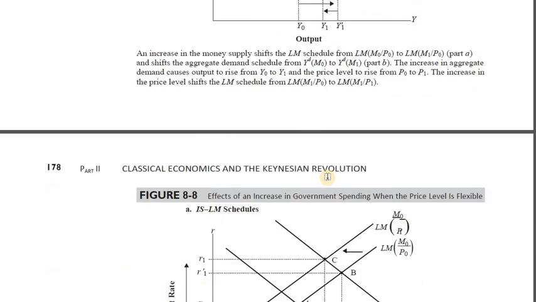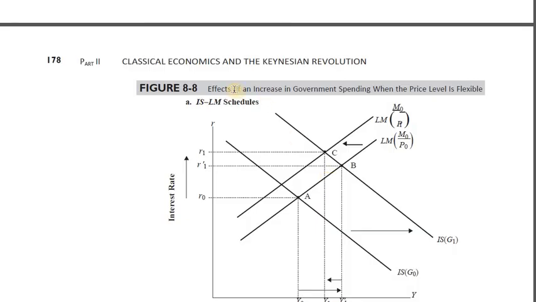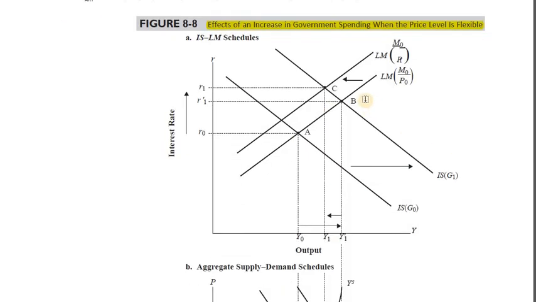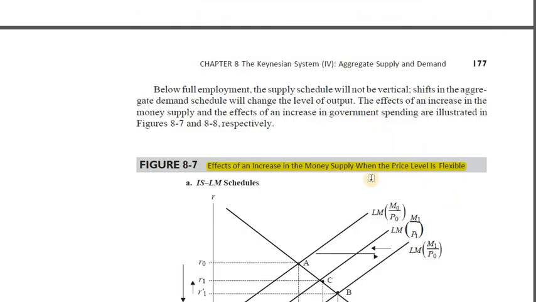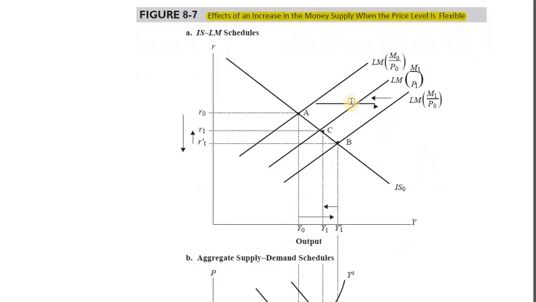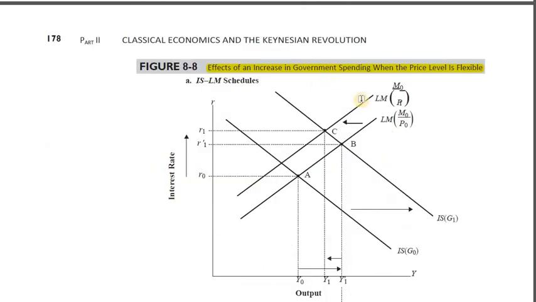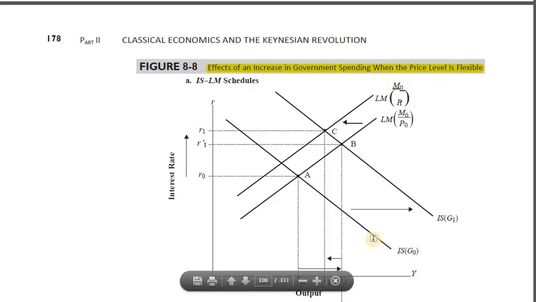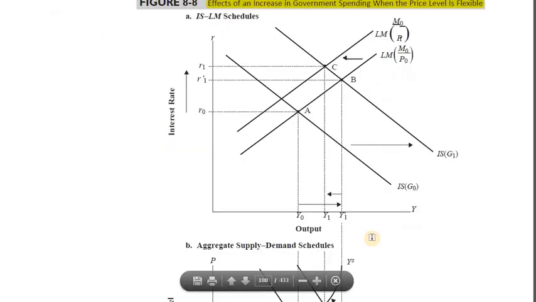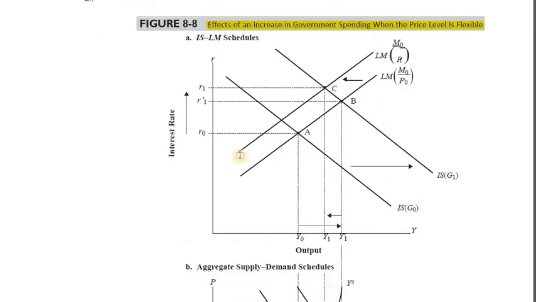So let's get on to the next point now, which is the effect of an increase in government spending when the price level is flexible. Here there is a different position. Earlier we were keeping prices flexible and increasing the money supply, so we were concerned with the LM curve. Here we are concerned with government spending, and government spending is a part of the IS curve. But the impact would either way be simple, so let's quickly cover this.